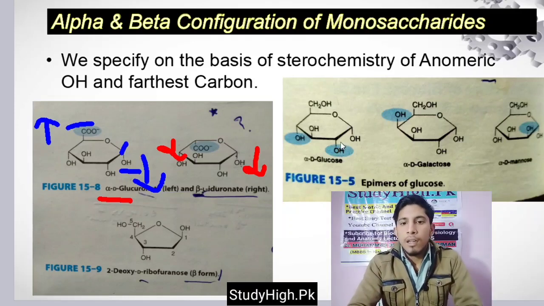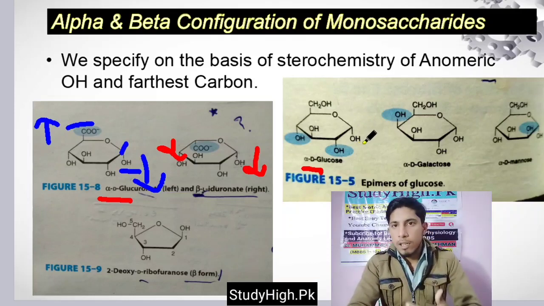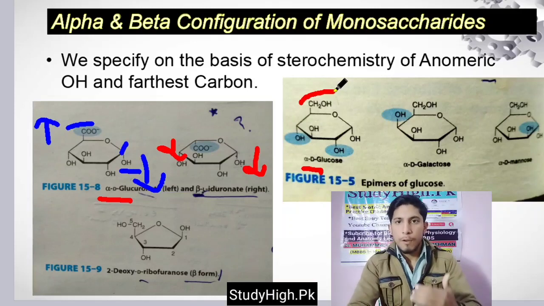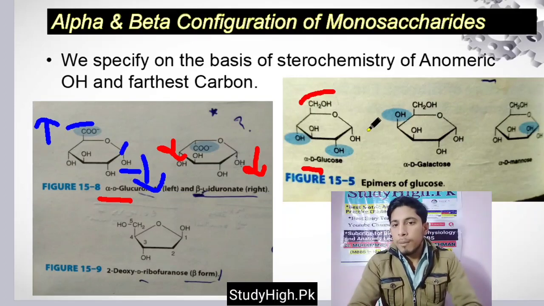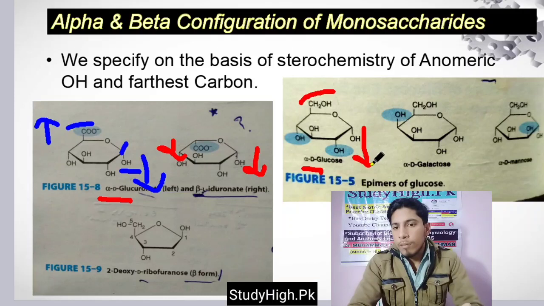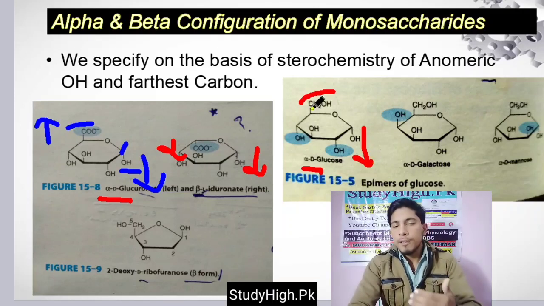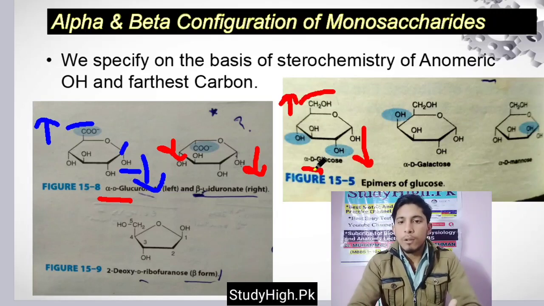Let's see. This is alpha D glucose. Why is it alpha? Because there is a hydroxyl connected to the anomeric carbon. To determine whether it is in alpha form or beta form, we will see the configuration of the hydroxyl and the carbon that is furthest away. This is the carbon 6 that is furthest away from the anomeric carbon, and this is the hydroxyl group connected with the anomeric carbon. It is projected downward, whereas this carbon that is furthest away is projected upward. Both are in trans form. That's why we call it alpha D glucose.